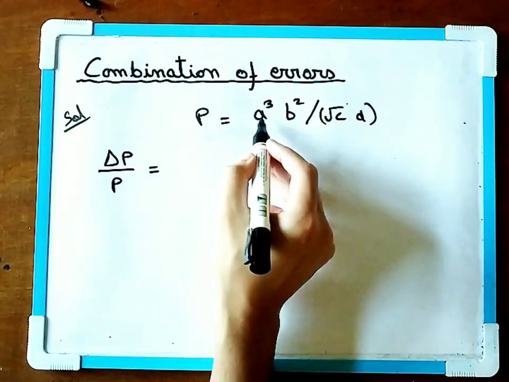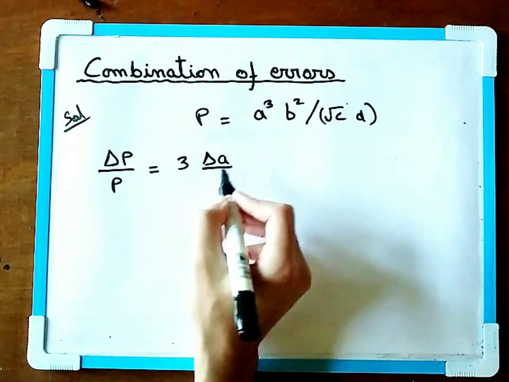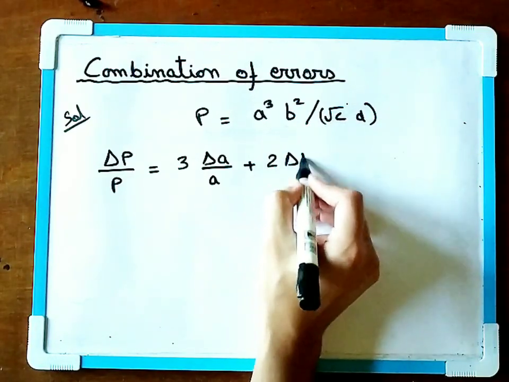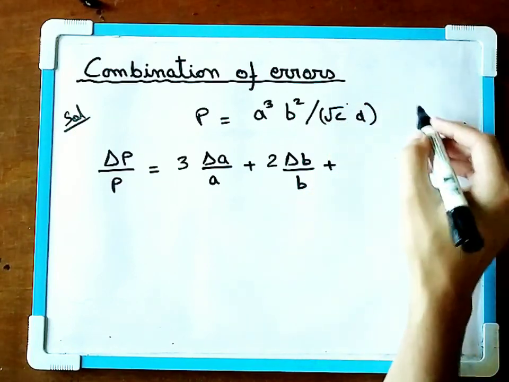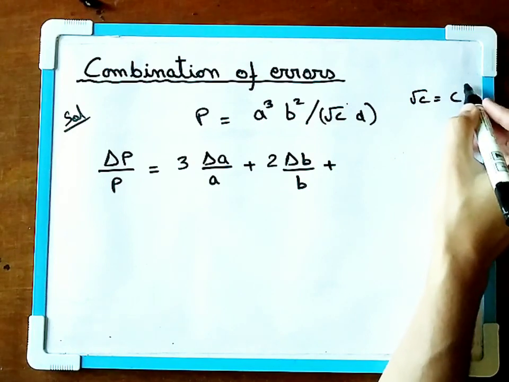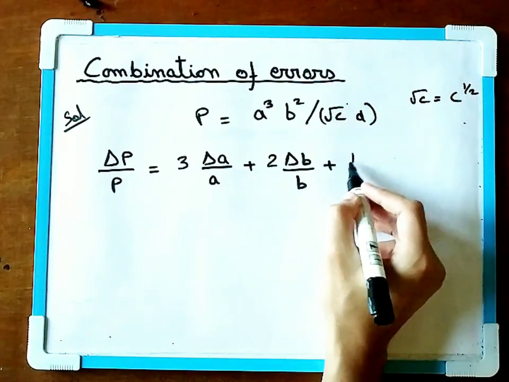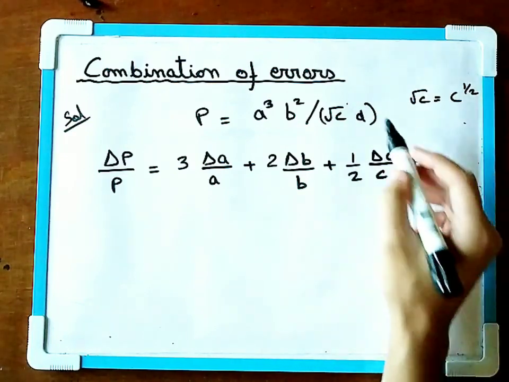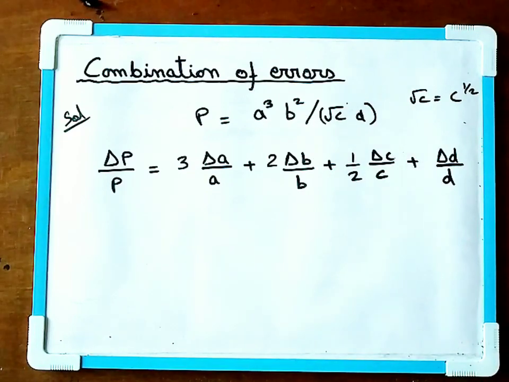So this will be equal to, now here A is raised to the power 3, so this will be 3 times the relative error of A, delta A by A. Then sum, because it's a product. Then B is raised to the power 2, so here we have 2 delta B by B. Then quotient, you again have to sum. Then here you have C. Now from maths, root C is equal to C to the power half. So instead of this, you'll have half delta C by C. Then again you have a product, so you sum. Now D is raised to the power 1, so we have 1 here, which I will not write, delta D by D. So this is the relative error in measuring the quantity P.